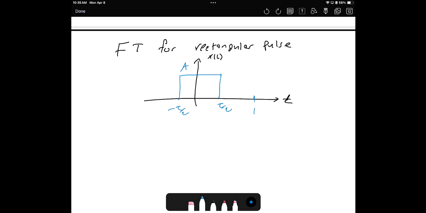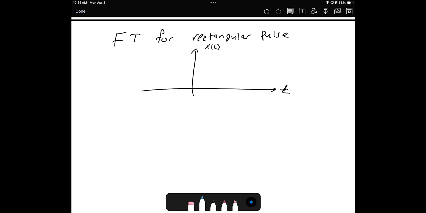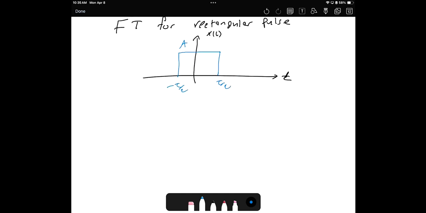So there is no need to write t or other t. That event happens from t equals negative tau over 2 until tau over 2. So how can we represent this in the time domain? Let's recall what we discussed the first time. We said we can represent this as a step function, which is x of t equals A times u of t plus tau over 2 minus u of t minus tau over 2.